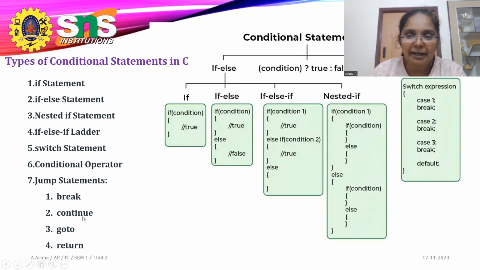If you want to continue the program after breaking, you can give the continue. If you're moving from one place to another place, from one loop to another loop, you use the goto statement. If you want to return any value, you have to use the return statement. So these are the various jump statements available.